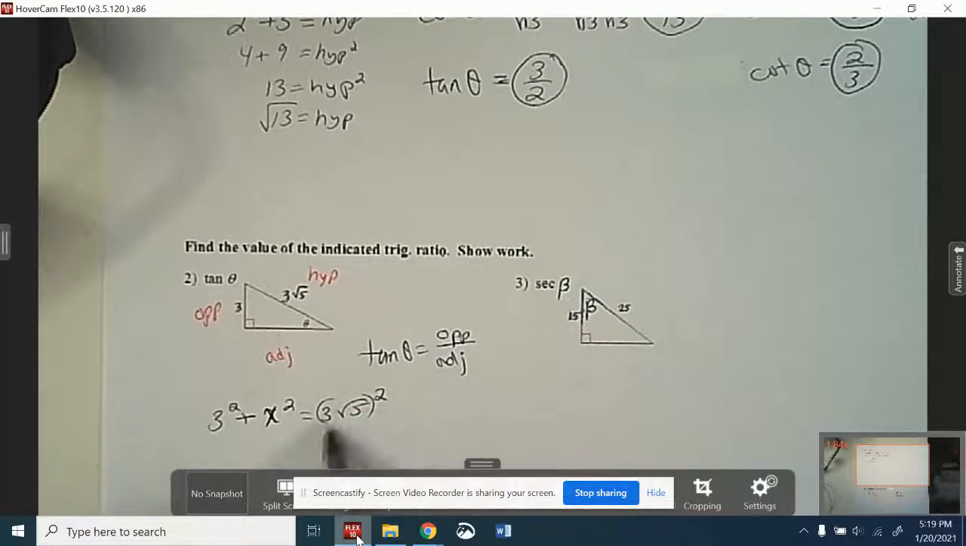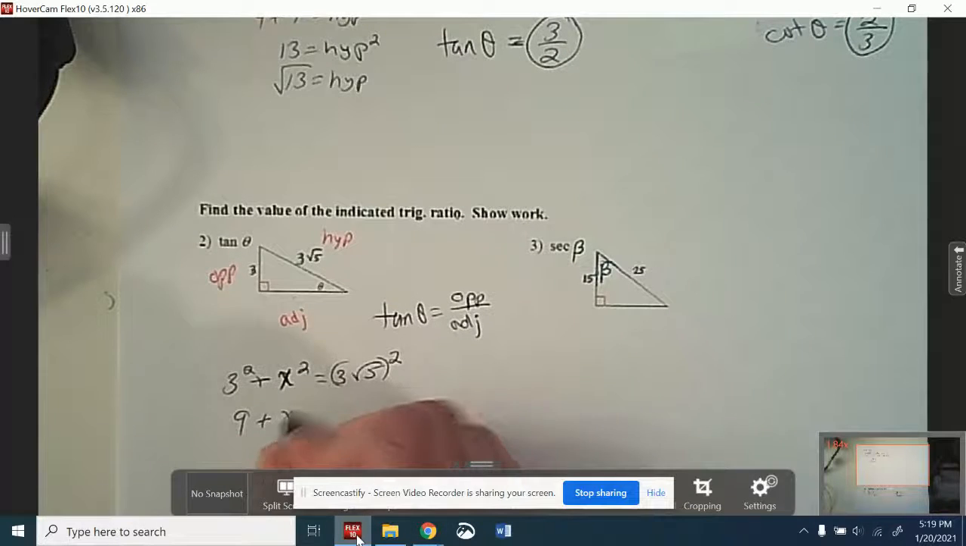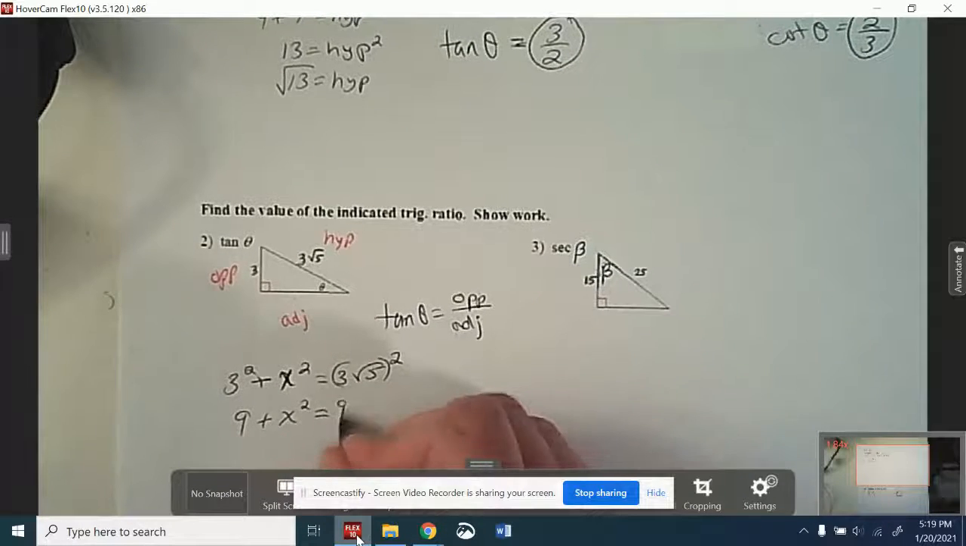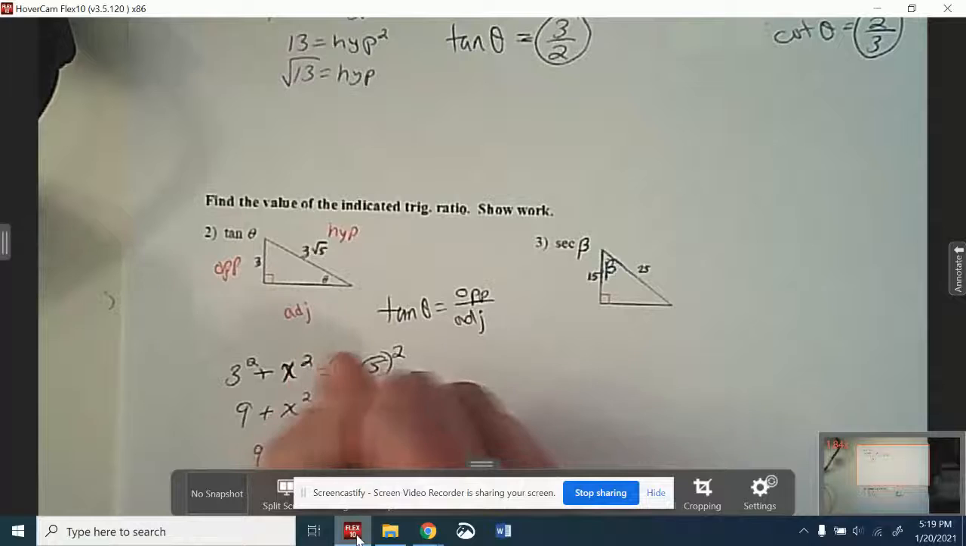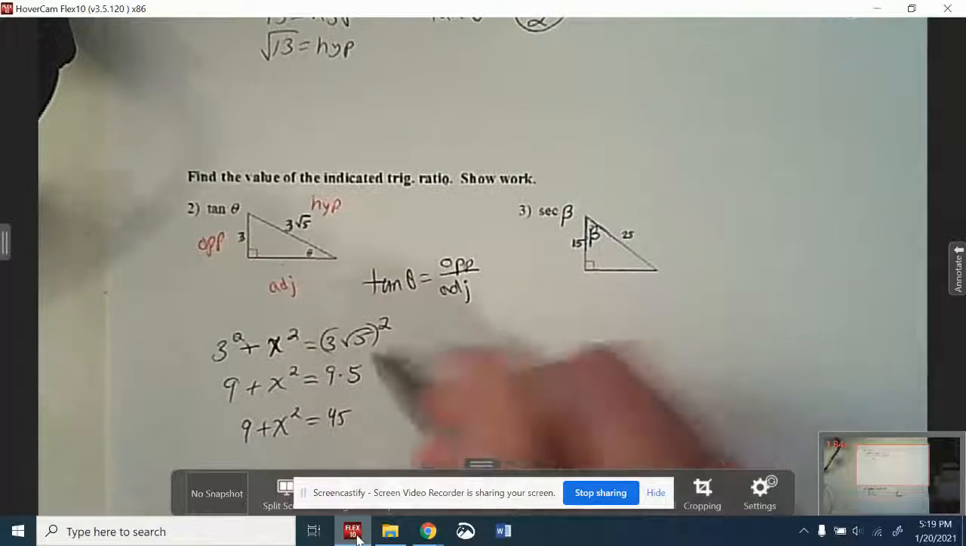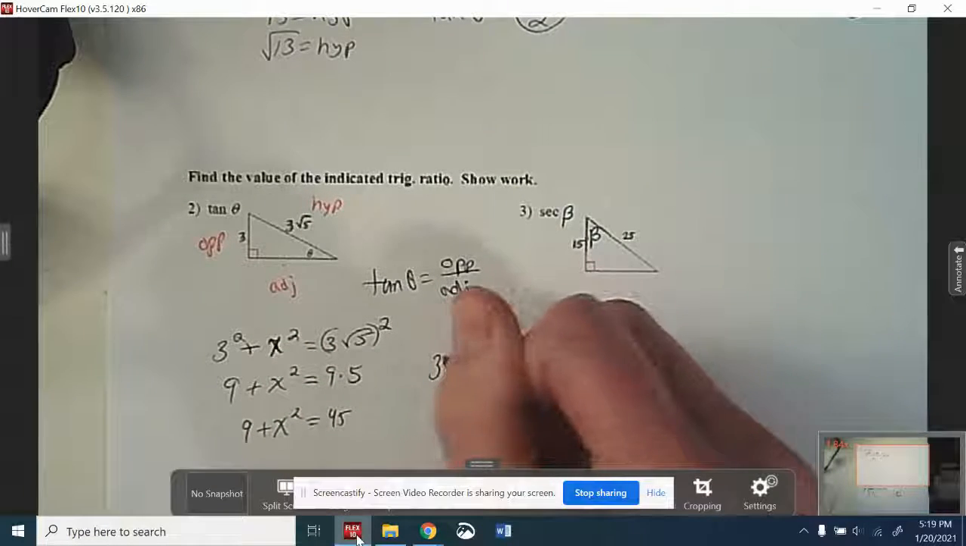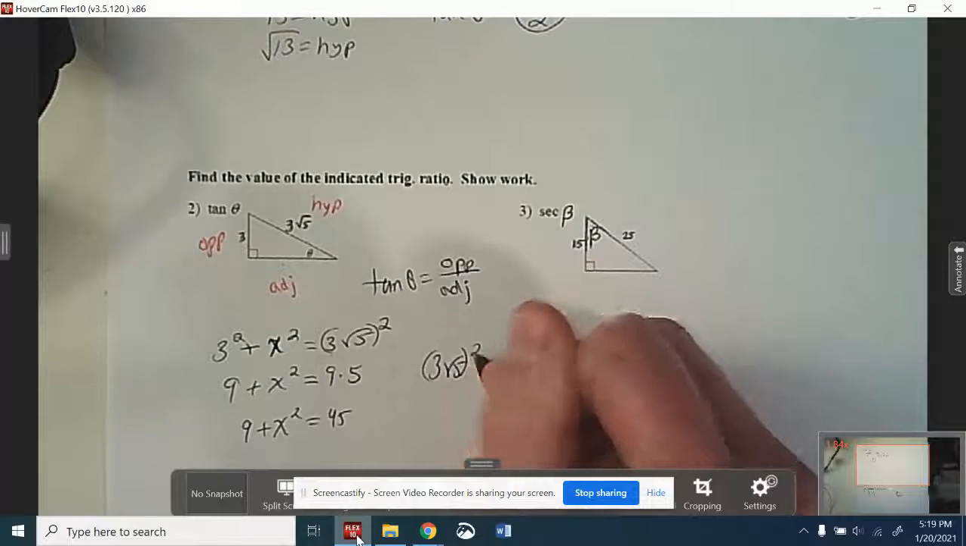So it's (3√5)² that goes by itself because that side is the hypotenuse. And now we simplify. What happens often here is people think that this is going to be 15, but as it turns out, it's actually going to be 45. And that's because when you square 3√5, notice that I put the parentheses, okay?